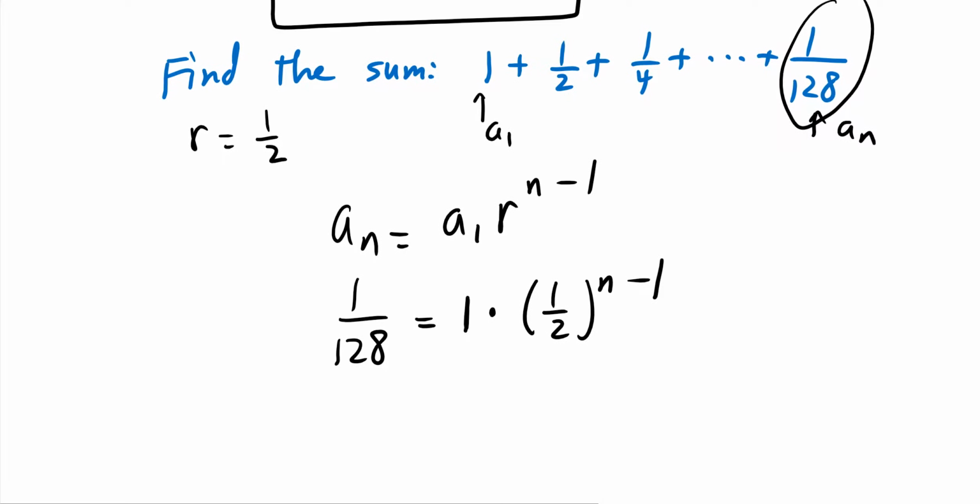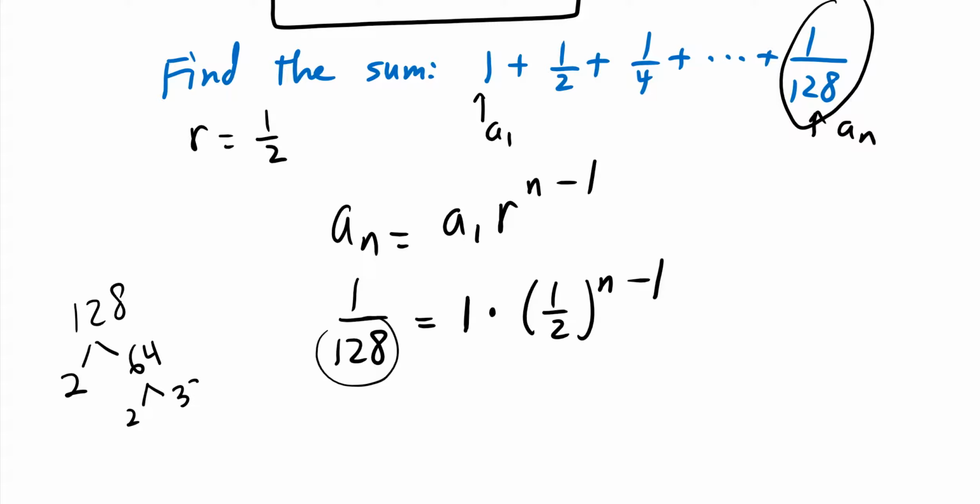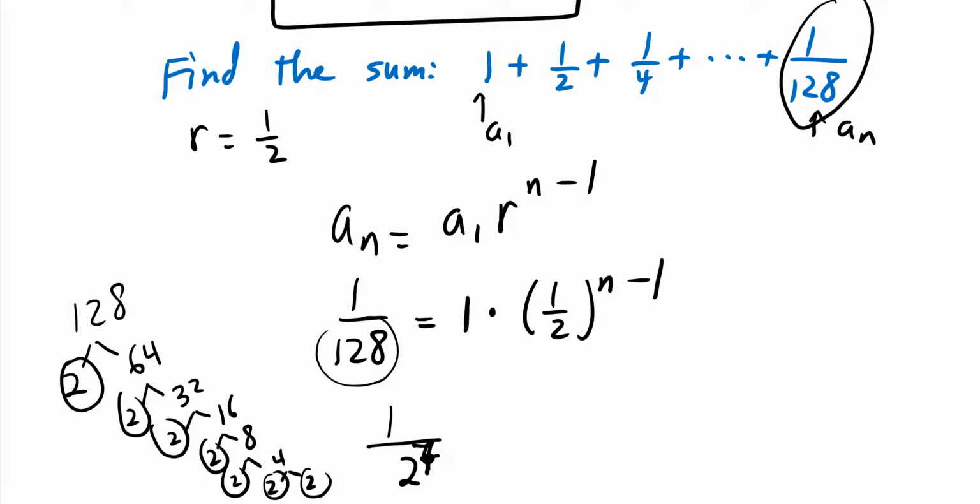To solve for n, I take that number 128 and prime factorize it. Divide by 2, you get 64. Divide by 2, you get 32. Divide by 2 again, 16. By 2 again, 8. By 2 again, 4. By 2 again is 2. So I can rewrite the 128 as 2 to the 6th power. No, to the 7th power. We have 1, 2, 3, 4, 5, 6, 7 copies. So 1 over 2 to the n minus 1.